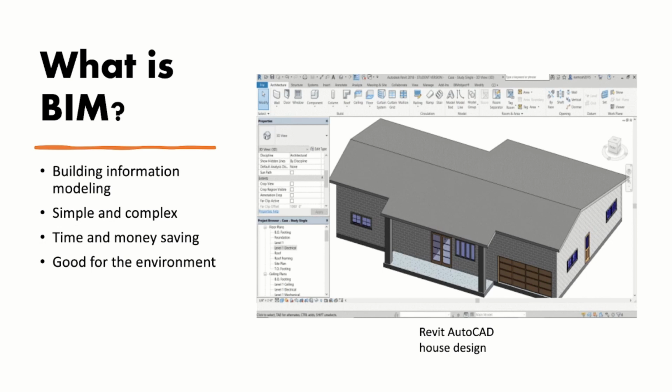BIM covers more than just the geometry, though. It also covers the spatial relationships, geospatial information, quantities, and properties of building components. For example, manufacturing details for different products. And it also enables a wide range of collaborative processes relating to the built asset, from initial planning to the construction and throughout its entire operational life.